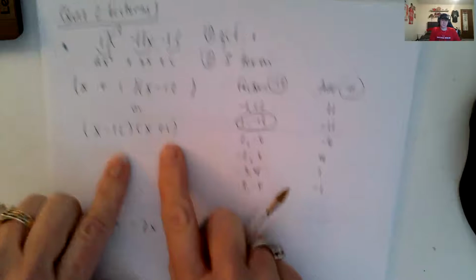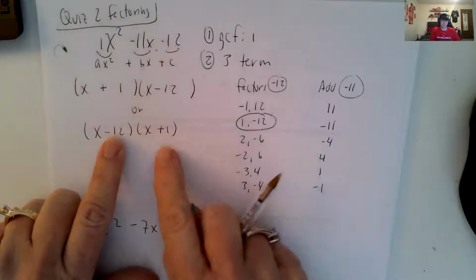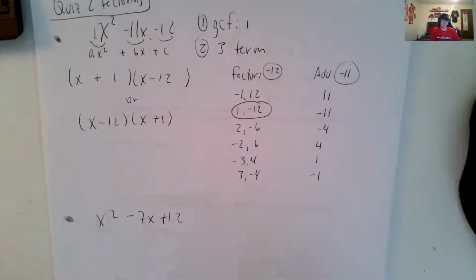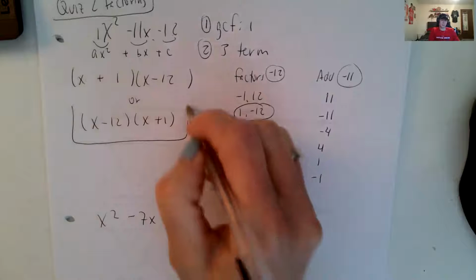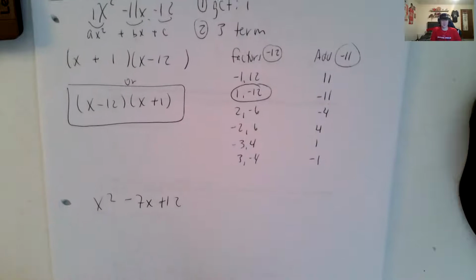When I multiply them, I just double check. When I multiply these, I get a negative 12. And when I add them, I get a negative 11. Do the thumbs up on that one? Yep. Okay. That makes a lot more sense.